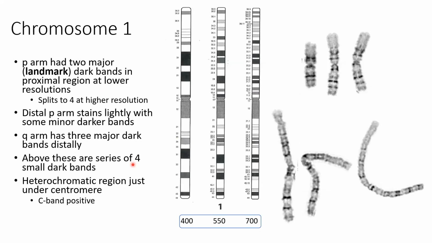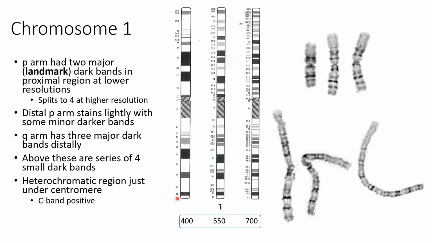So what I've given you here are from the ISCN book, and this is a 400 band level ideogram, 550 and 700. Now, usually with constitutional blood chromosomes, we're working somewhere at 550 to 600. With the oncology chromosomes that you'll see much later, we're working more at the 400 band level.